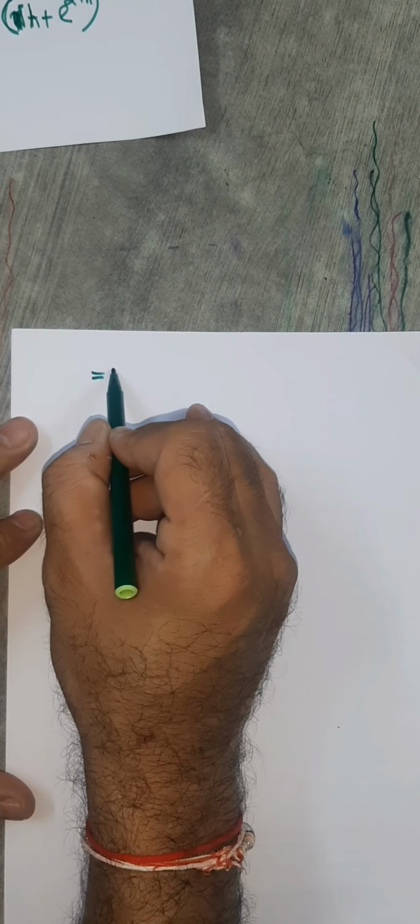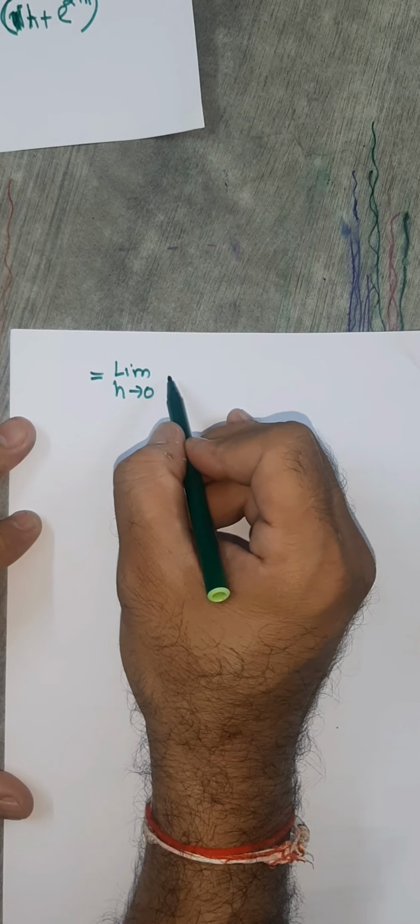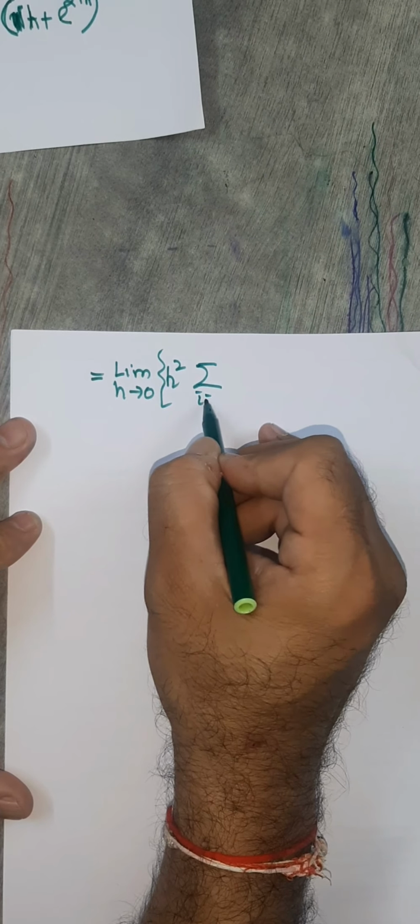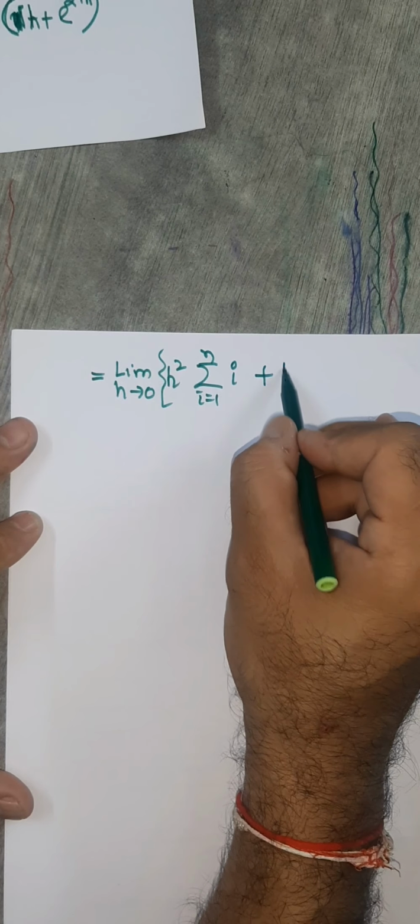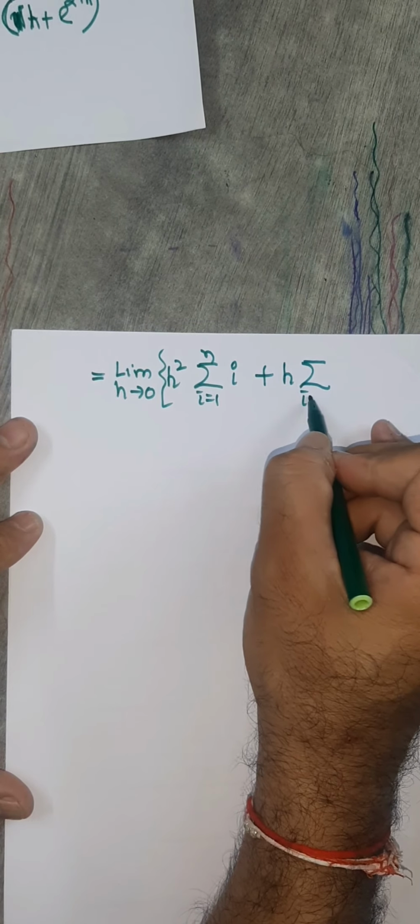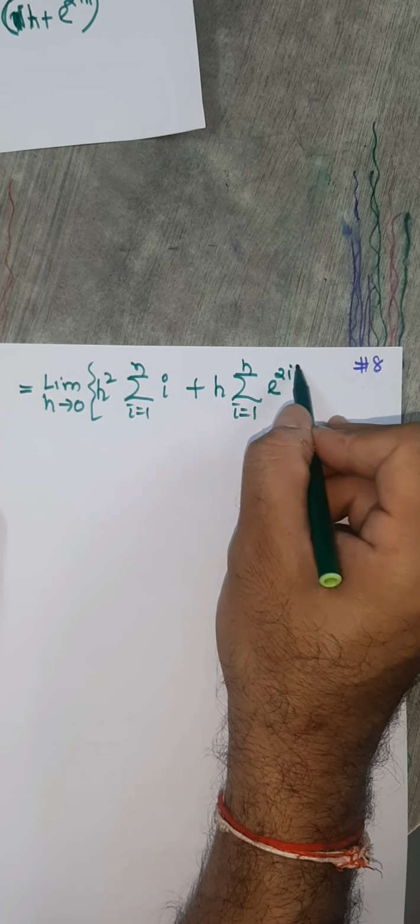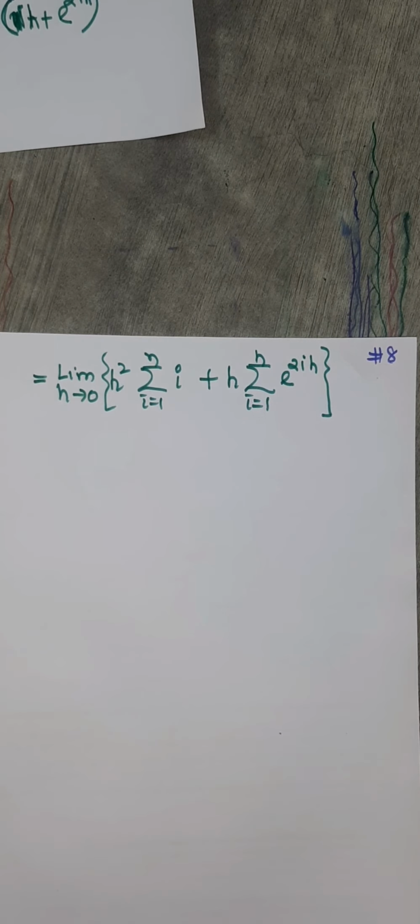This is equal to limit h tends to 0. Outside it is h square. Sigma i runs from 1 to n, i, plus h is already outside, sigma i runs from 1 to n, here e raised to 2ih. You must have realized what I did after doing so many questions now. Just have taken sigma inside the bracket. That h outside and h inside gives us h square.